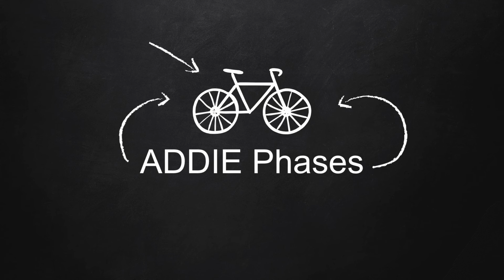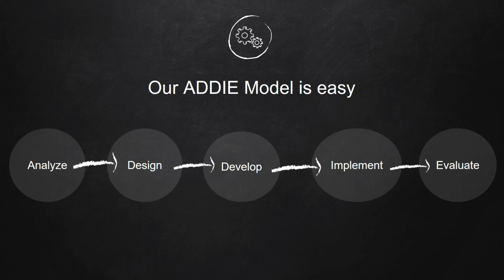Having said that, the ADDIE model is predominantly used in workplace training. Let's look at the ADDIE phases in detail. The ADDIE model is very easy. First, you analyze your training needs, then you design your training content, then you develop the training materials, you conduct the training, and then you evaluate if the training has met its end goals or not. That's it.